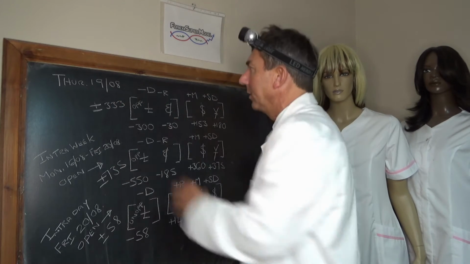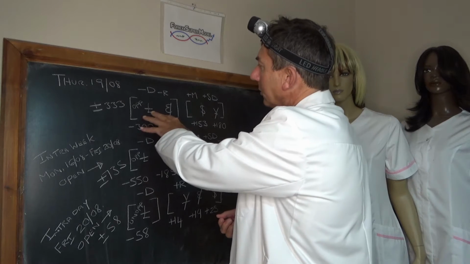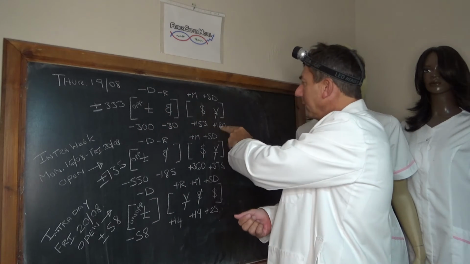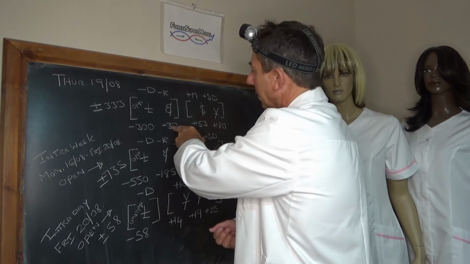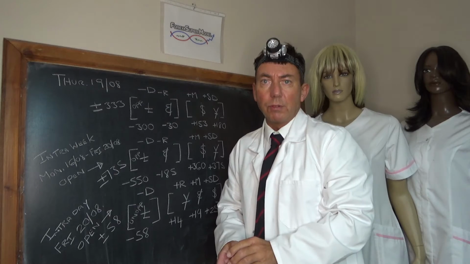Right, yesterday, Thursday the 19th, we had a negative opposed driver in the pound at minus 300. Front and back door flows mainly going into the yen at plus 180, into the dollar at plus 153. And the euro was the negative rock at minus 30, activity plus or minus 333.